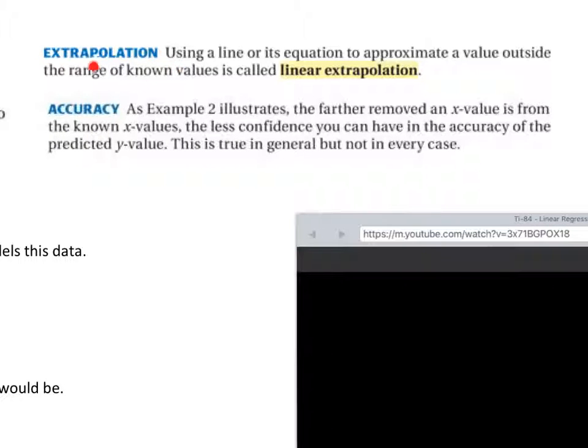Okay, so extrapolation. Using a line or its equation to approximate a value outside the range of known values is called linear extrapolation. So when you're trying to make predictions, things like that, you're using linear extrapolation. You need to know this in case there's word problems that deal with this, okay? Accuracy. Don't worry about it. It just says what accuracy is. It says, as example 2 illustrates, the farther removed an x value is from the known x values, the less confidence. So if I'm trying to make a prediction about 2016 using linear regression, that's going to be more accurate than if I'm trying to make a prediction using 2036. The further away you get, there's more chance for error. That's what that's saying, okay?